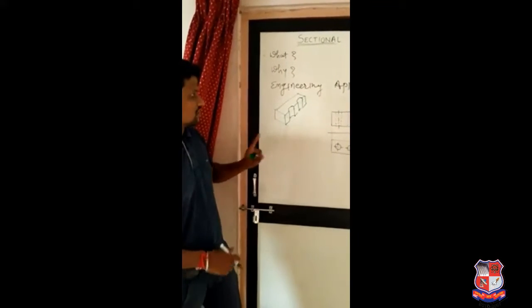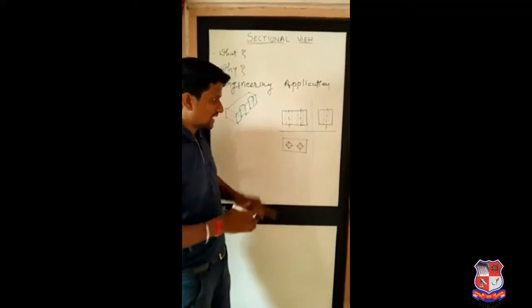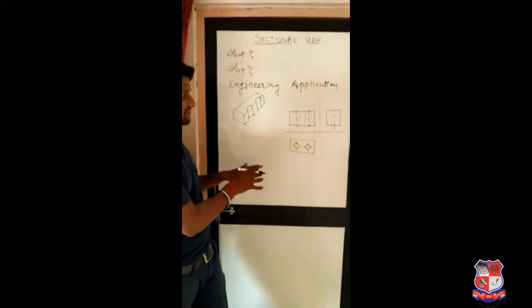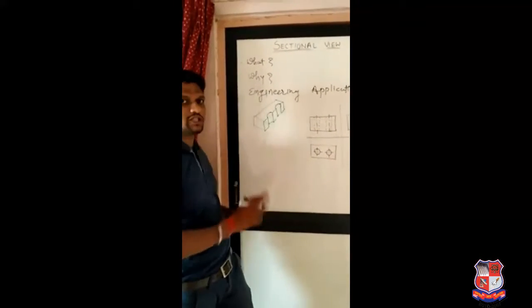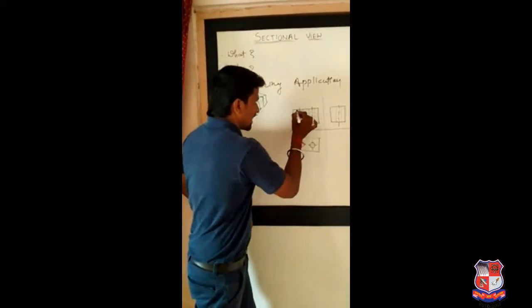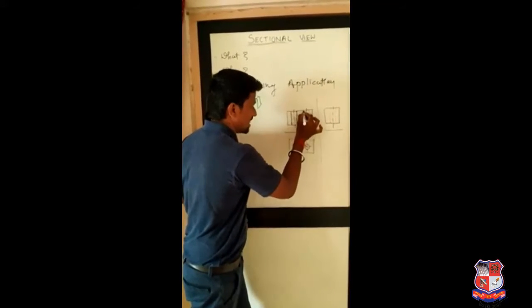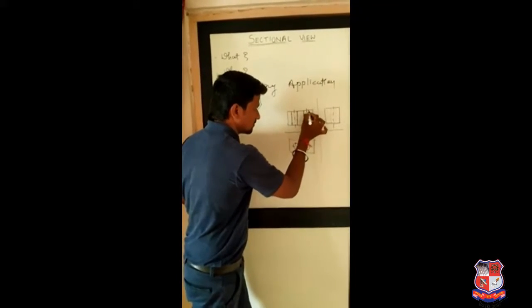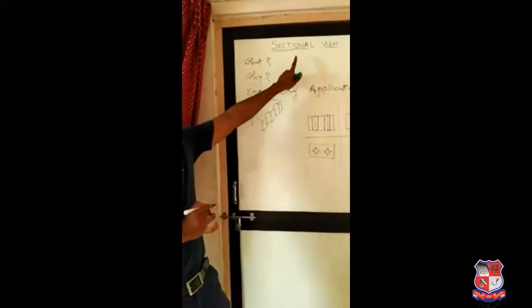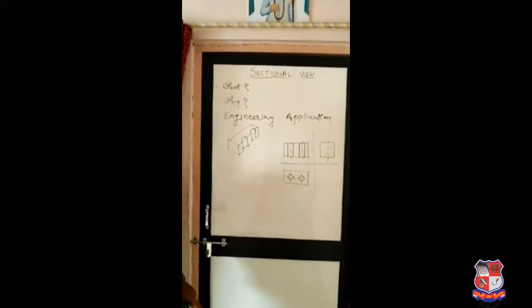So now this hidden portion is going to be visible. We don't actually cut it, but we need to imagine that the object is going to be cut from this portion. That is all about sectional view, right? So I'm making this hidden portion visible. That is the engineering application of sectional view.